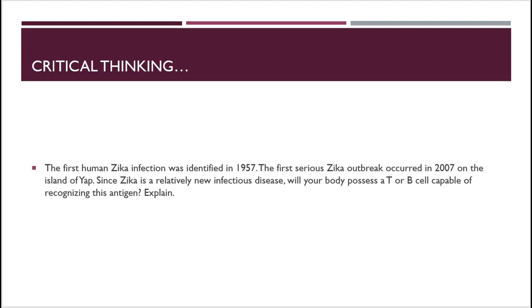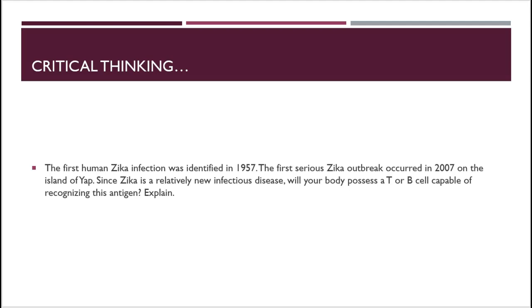The first human Zika infection was identified in 1957. The first serious Zika outbreak occurred in 2007 on the island of Yap. Since Zika is a relatively new infectious disease, will your body possess a T or B cell capable of recognizing this antigen? And explain your answer.